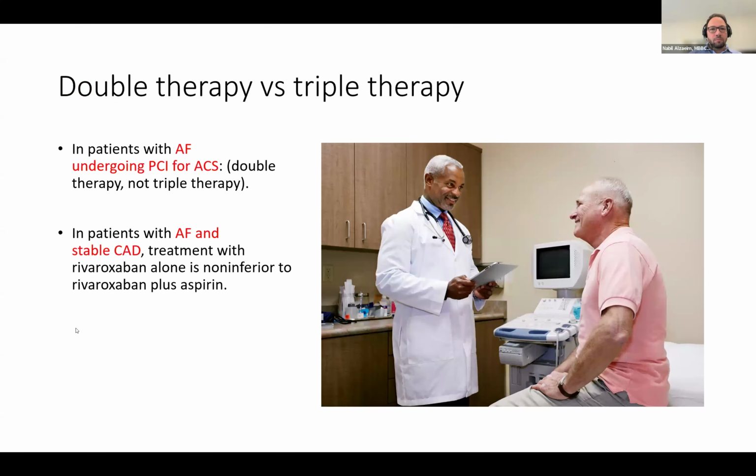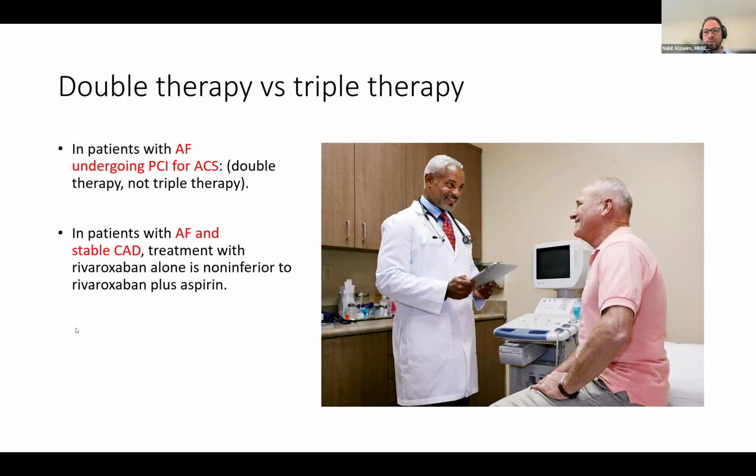Now, again, with AFib and stroke prevention, double therapy versus triple therapy. In patients with AFib undergoing PCI for acute coronary syndrome, anticoagulant and antiplatelet therapy are necessary. So we use a P2Y12 inhibitor like clopidogrel or ticagrelor, plus the oral anticoagulant, which is preferred to the P2Y12 inhibitor, oral anticoagulant, and aspirin. So what we say is double therapy, not triple therapy.